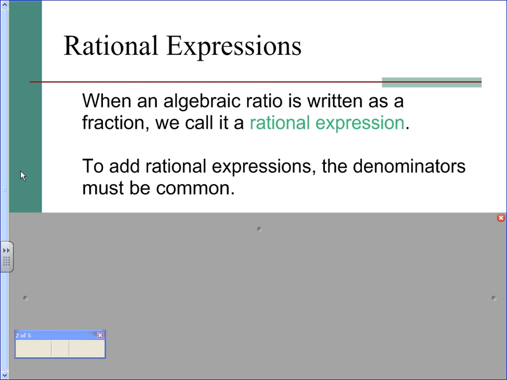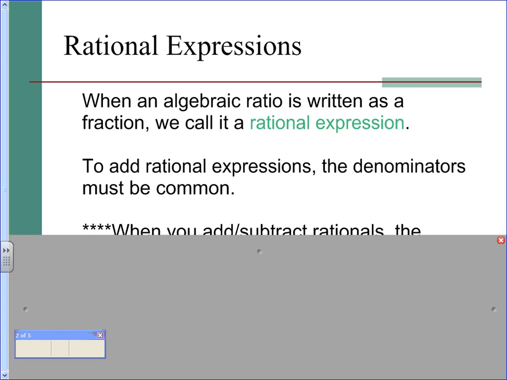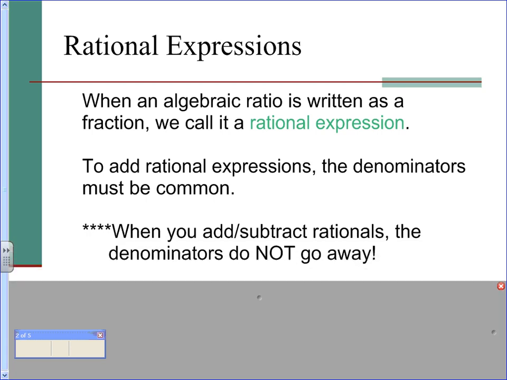In order to add two rational expressions or three rational expressions, you have to have the same denominators. Whenever you add and subtract, the denominators do not go away. The denominators stay there. They don't cancel out.